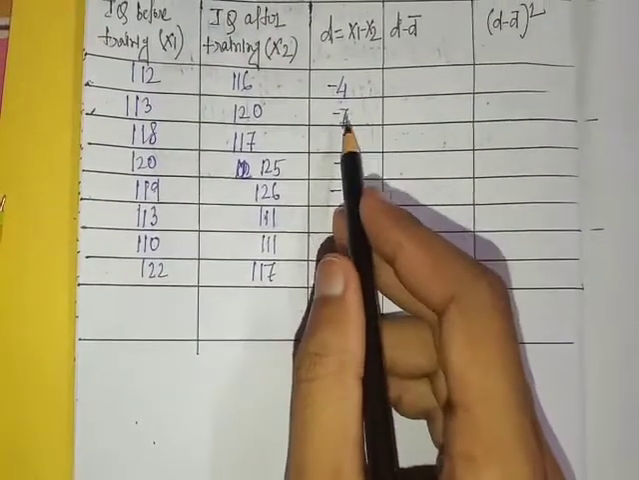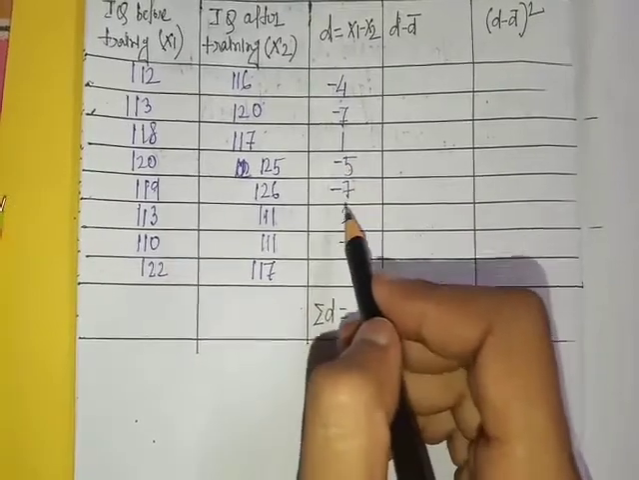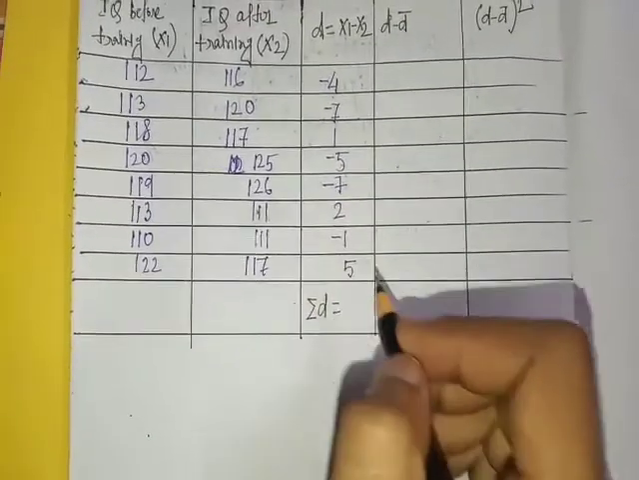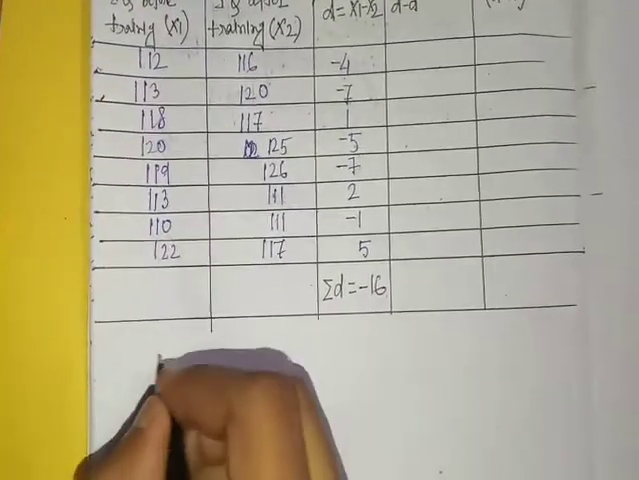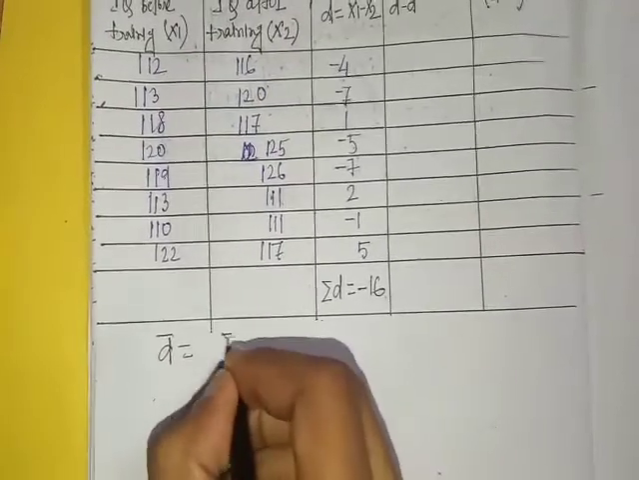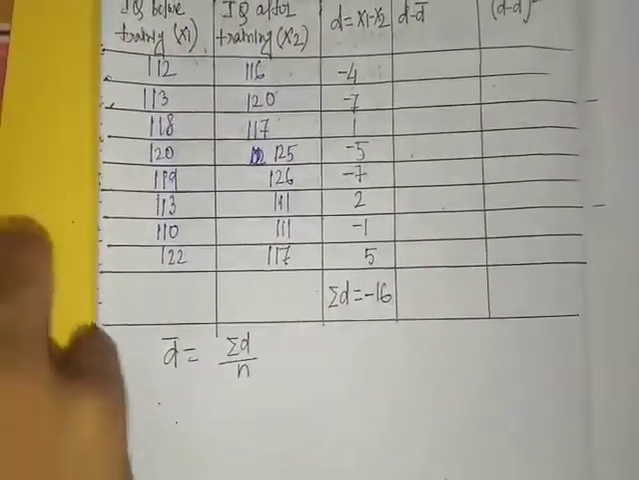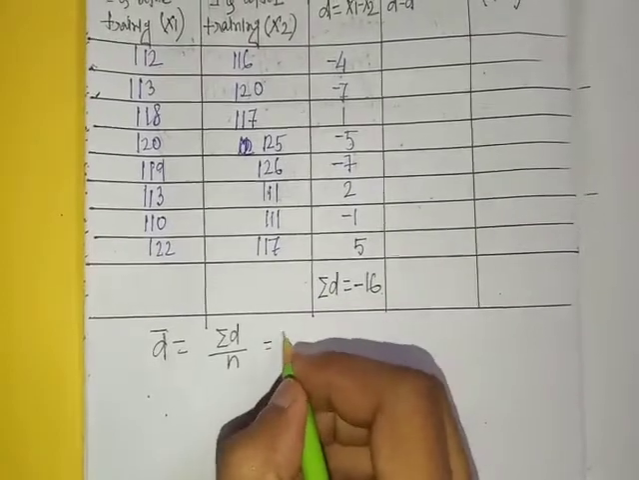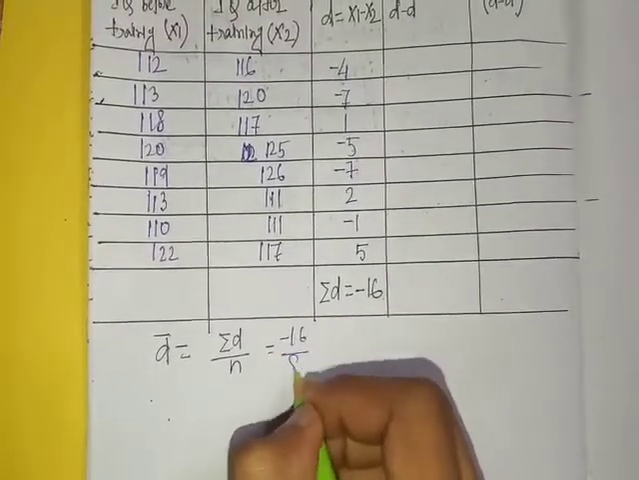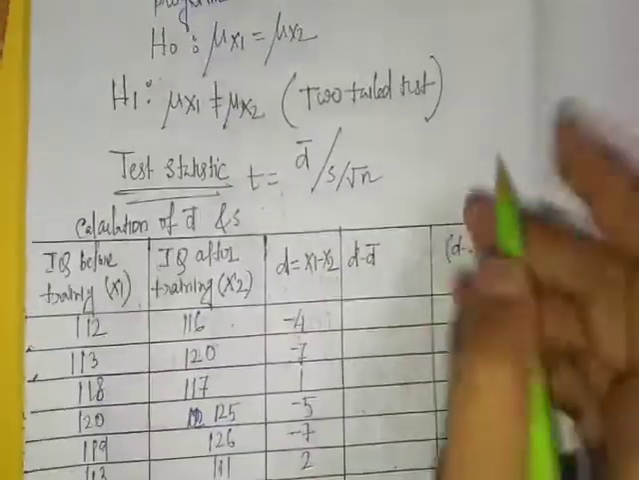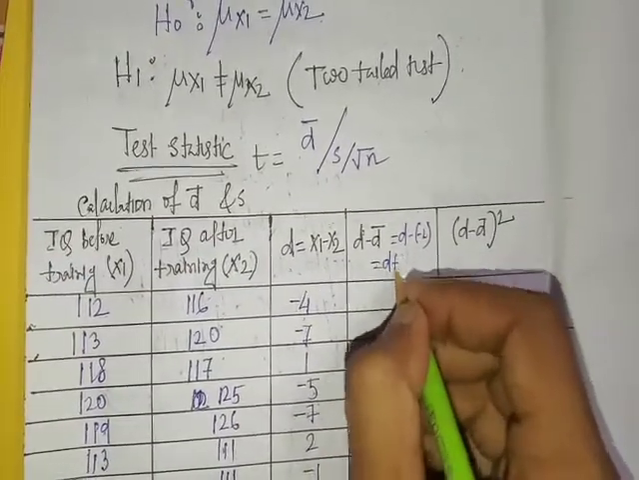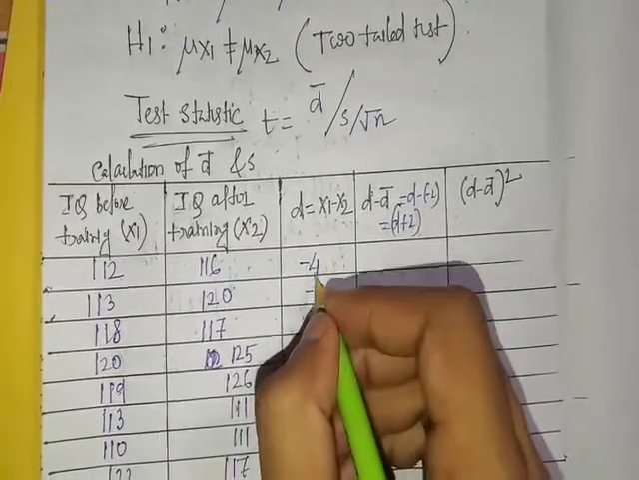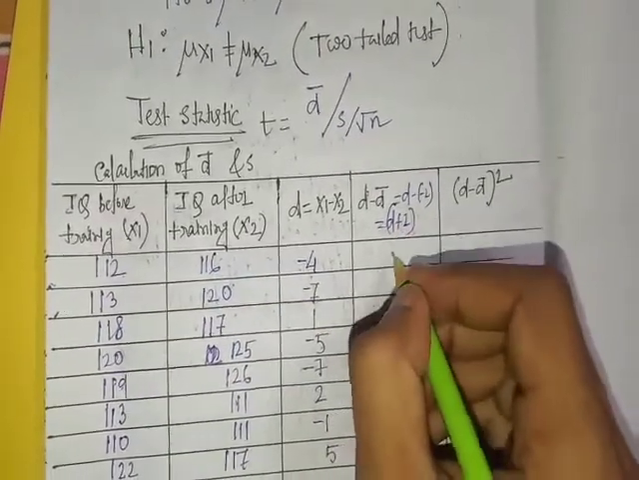So minus 4 minus 7 plus 1 minus 5 minus 7 plus 2 minus 1 plus 5, that is minus 16. And d bar means average. So d bar is summation d by n, here n is 8 and summation d is minus 16, so minus 16 by 8, that is minus 2. Okay, so d bar is minus 2. So d minus d bar means d minus of minus 2, that is d plus 2. So d plus 2, that is minus 4 plus 2, that is minus 2.